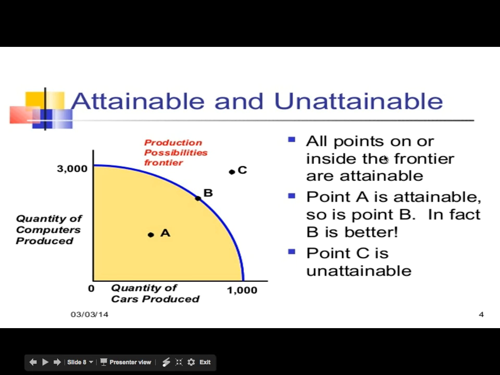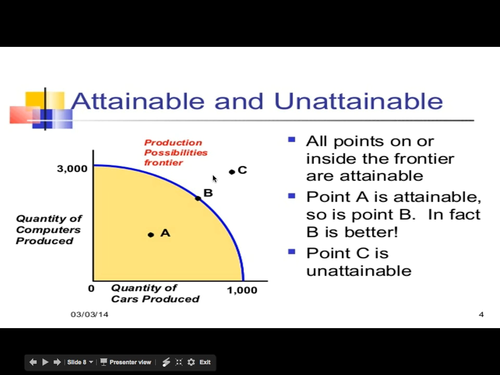Now, all points on the inside are attainable. You could produce at this level. You wouldn't want to, but you could. Point A is attainable, but point B is better. You have enough resources to produce at both of these. Here you are fully efficient. Here you are very inefficient with your resources. You're not maximizing what you could produce.